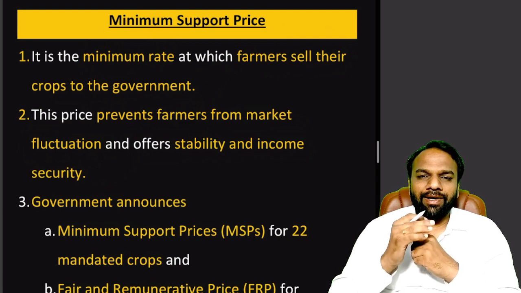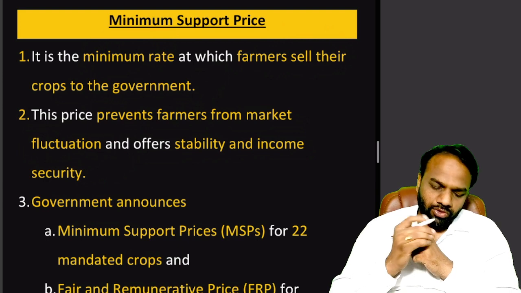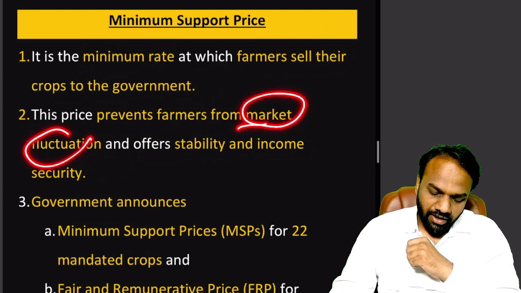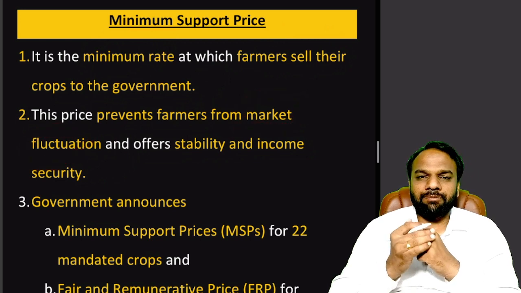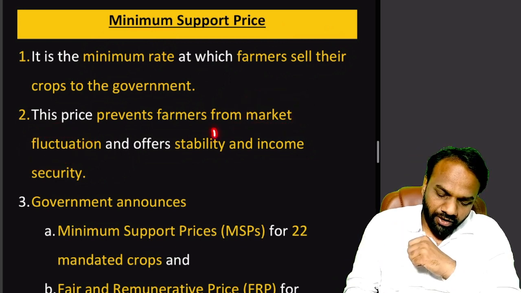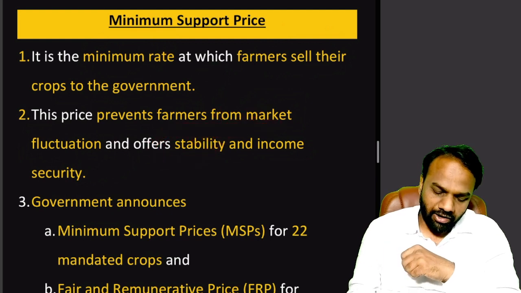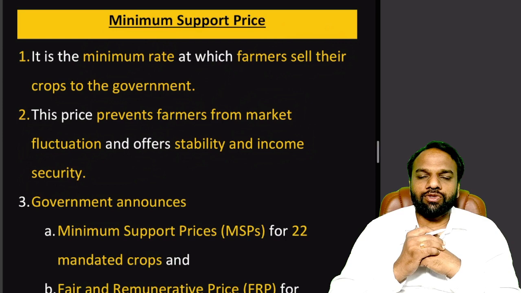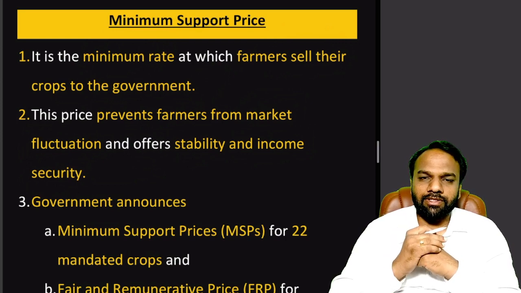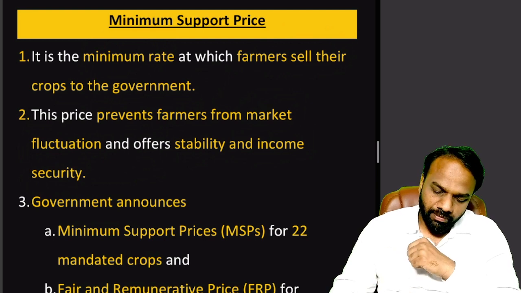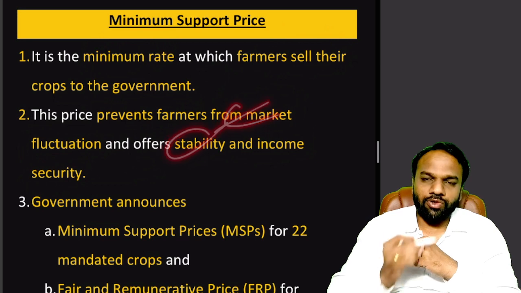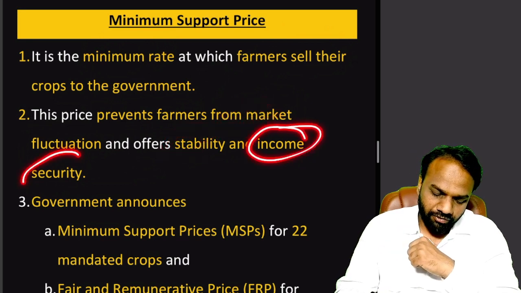So in order to prevent such kind of losses to the farmers because of market fluctuation, this MSP scheme has been introduced by the government to offer price stability and also income security to farmers. Hence this minimum support price is an intervention of the government to support the farmers, to protect them from market fluctuations, and to ensure price stability and income security.